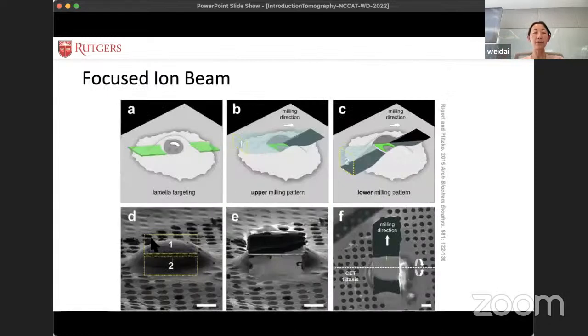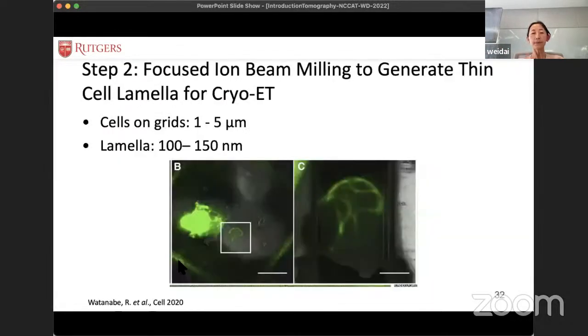So basically, this is the ion view of your cell, for example, before milling. It's pretty thick, right? Too thick for TEM imaging. And E is after. You basically remove most of the volume above your target, and also below your target, only keeping a very thin layer of cell volume. We call it lamella. And then F is from your SEM column view, for you to see what's left from that particular cell, okay?